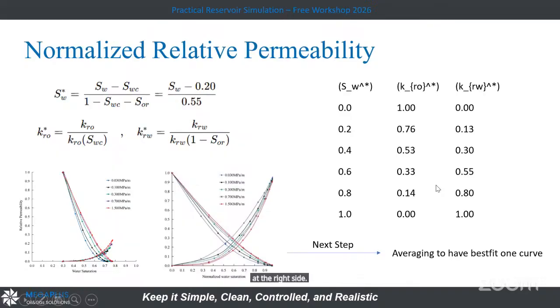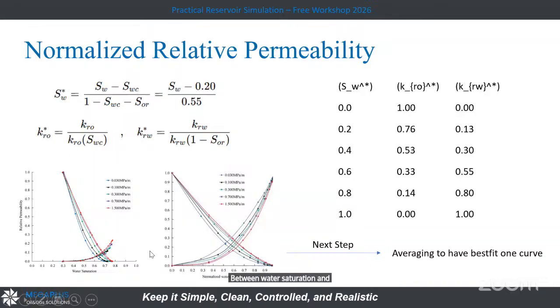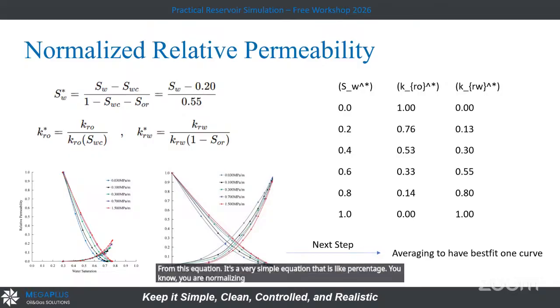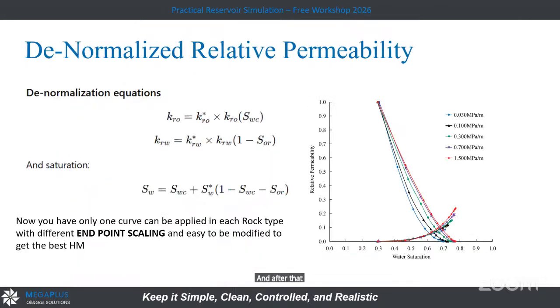On the right side, what I'm going to do is, after I make one average, I will stretch it to get the fluid flow behavior depending on this equation. I will make another chart between water saturation and normalized relative permeability from this equation. It's a very simple equation that is like a percentage. You are normalizing each value to the 100% value, or the value of one. And then again we will have something like here, relative permeability curves from 0 to 100%. And after that, I will do the denormalizing.